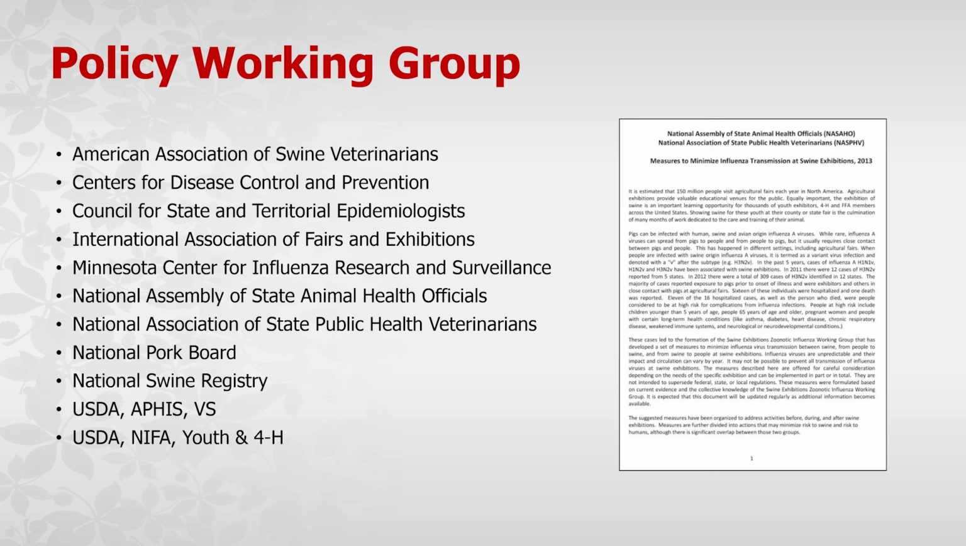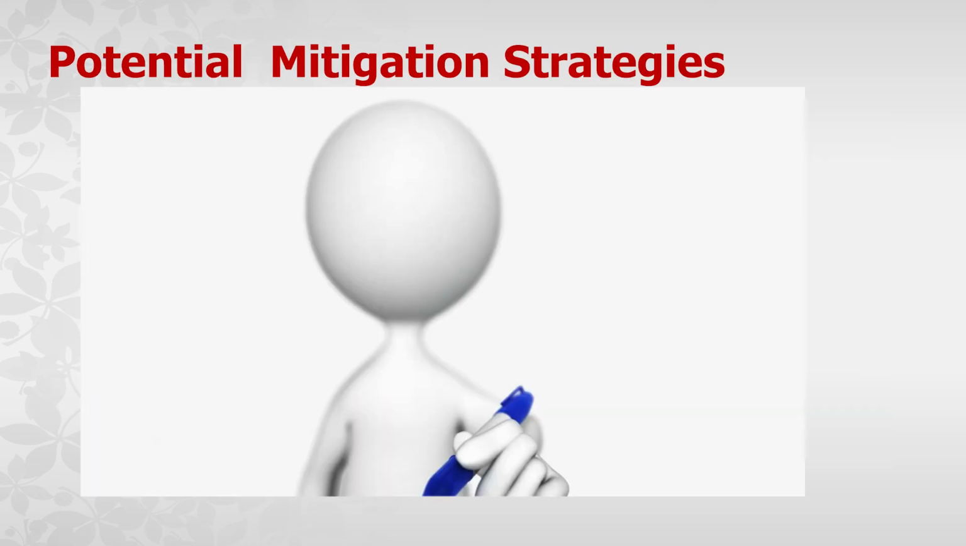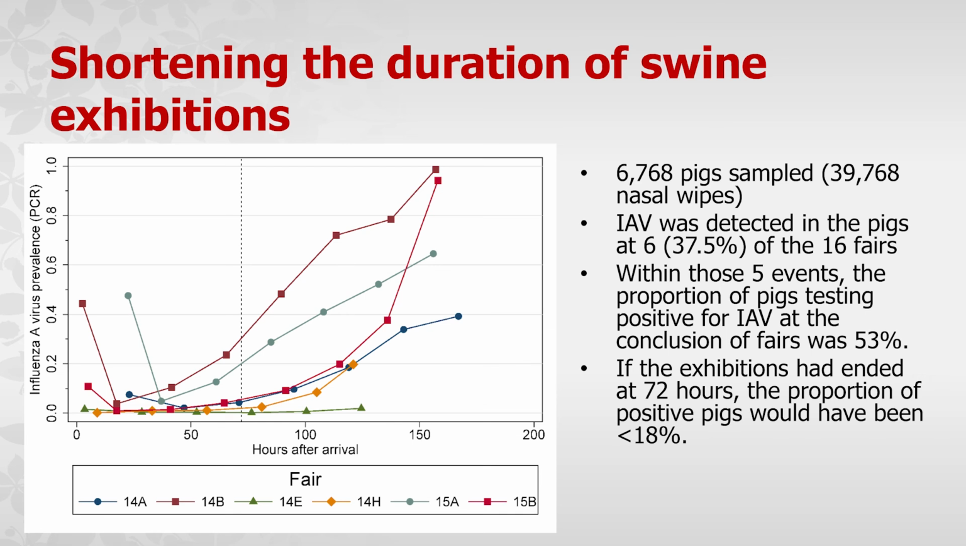protect public health. So if we look at what those mitigation strategies are, the idea is that we've got a few things on there, one of which is that we're going to shorten the duration of swine exhibitions, or we certainly could shorten the duration of swine exhibitions. The idea here is that we can't keep influenza out of that setting. At least some pigs are going to come in infected. And then from there, right, it's going to amplify through that population.